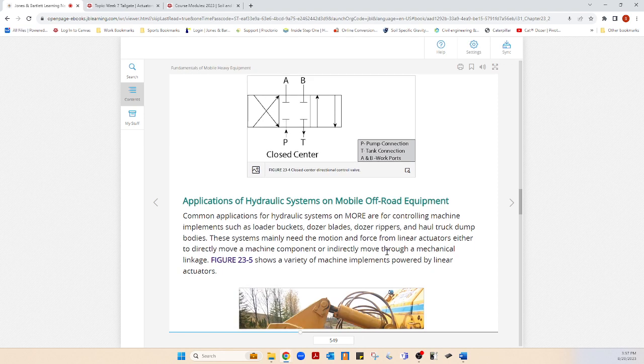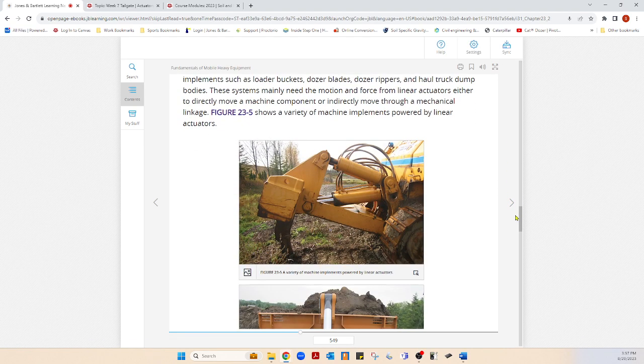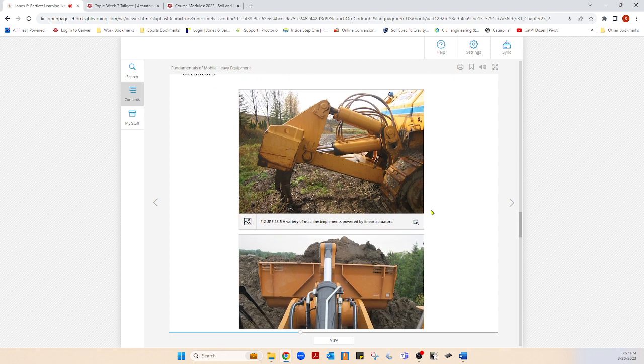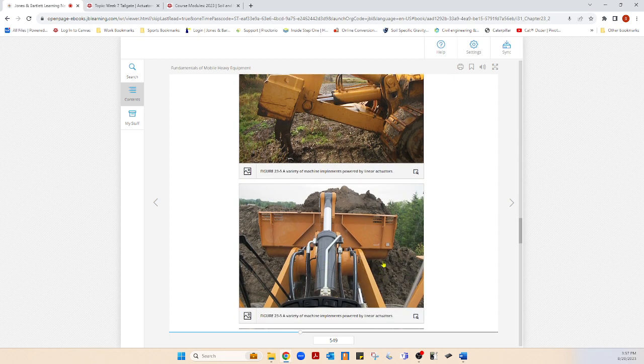Now it talks about where these things are used, and that's when I'm going to get into the tailgate momentarily. What kind of actuator is that? Linear, right? It goes this way, it goes that way, and it controls the attitude, I believe, of these teeth. And you can see there's two of them. This one raises the ripper up and down. It's also linear. Looks like a loader to me.